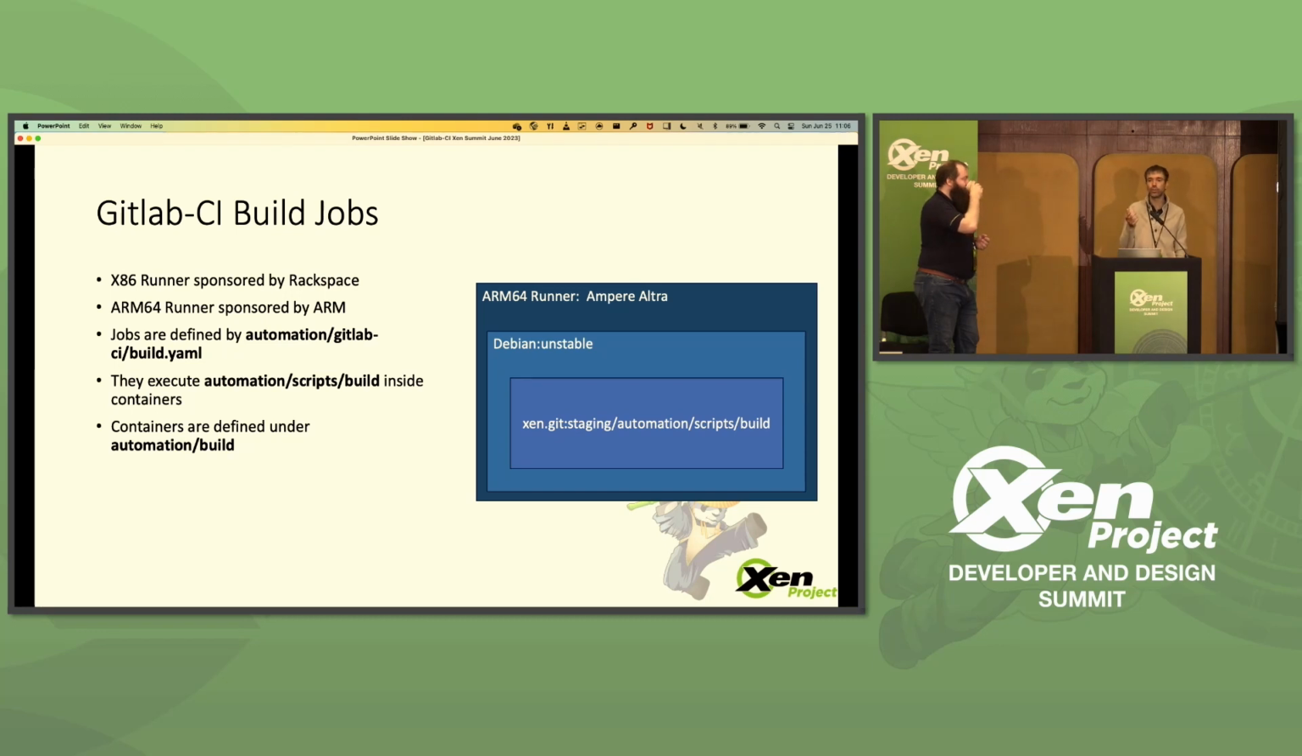And the build job also specifies a script. I mean, any job specifies a script to run. And in the case of the build jobs, they all execute the same script, which is automation/gitlab-ci, so automation/scripts/build, which, not very unexpectedly, builds them, right?